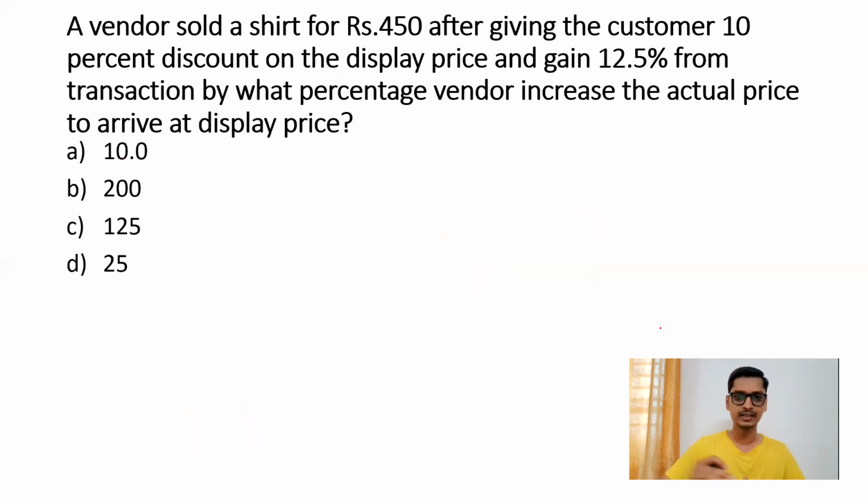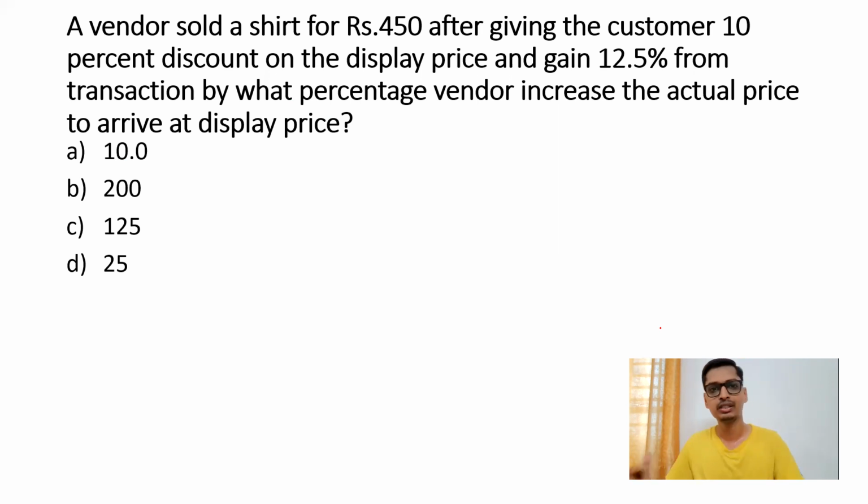So we go to the next question, which is a quantitative question. A vendor sold a shirt for rupees 450 after giving the customer 10% discount on the display price, and gained 12.5% from the transaction. By what percentage did the vendor increase the actual price to arrive at the display price? We have studied the relationship between market price, cost price, and selling price in our profit and loss session, right? So this question is one kind of that.